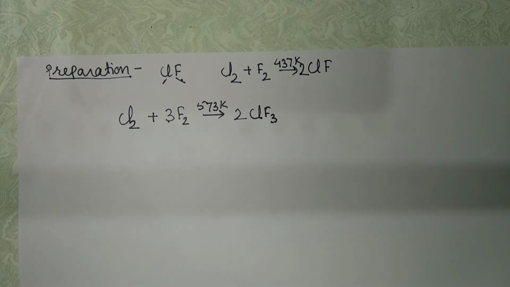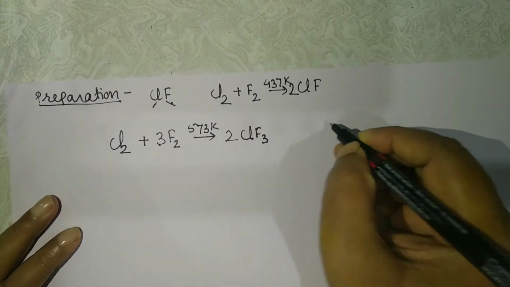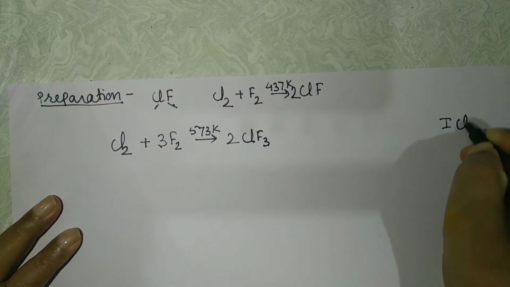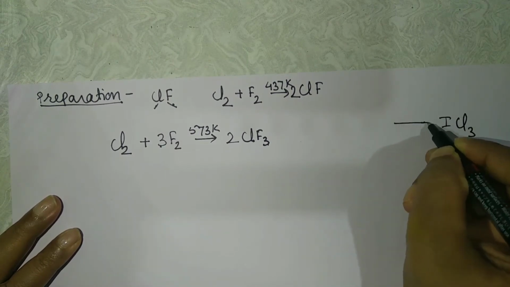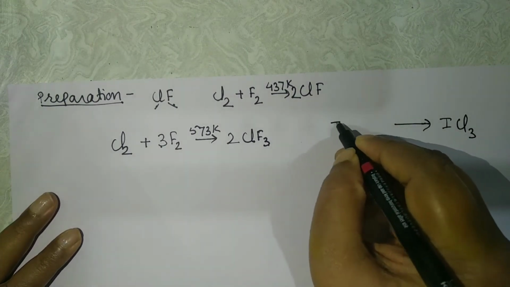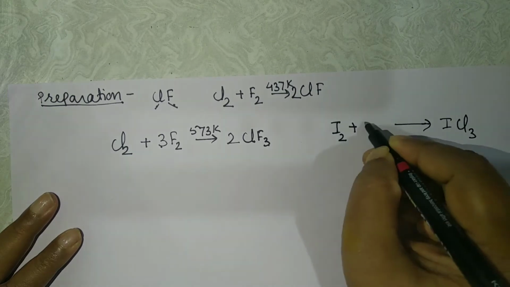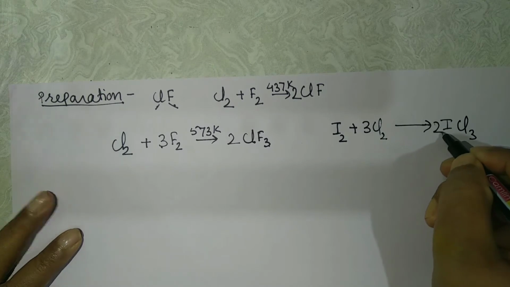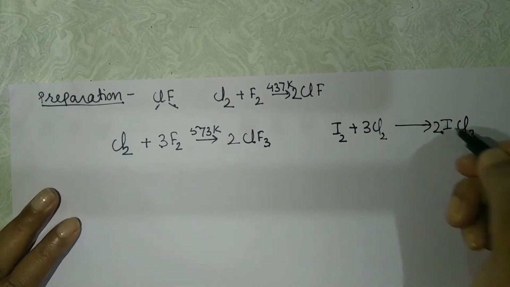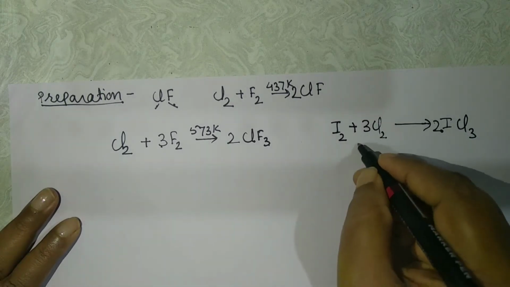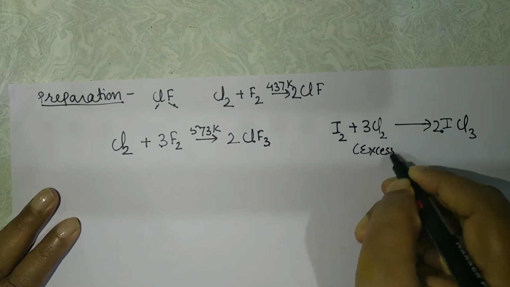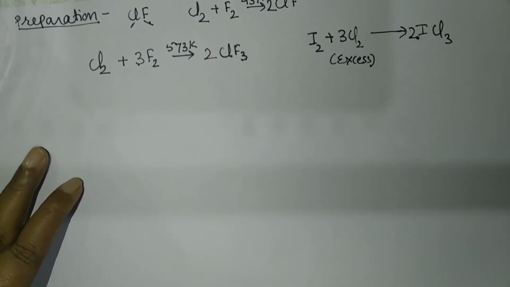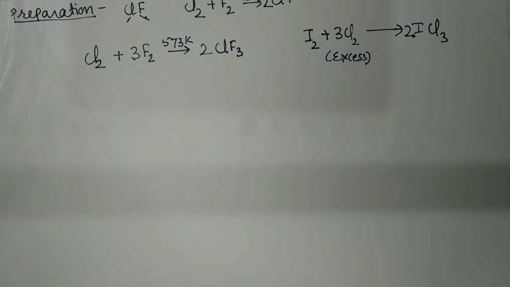Next, let us try a few more examples. If I want ICl3, how will I prepare this? First is iodine, so I will write I2 plus 3Cl2 and then I will balance this. Here we have to take chlorine in excess. So these are conditions, of course, you have to maintain in order to get the products. So this is how you write the equations.